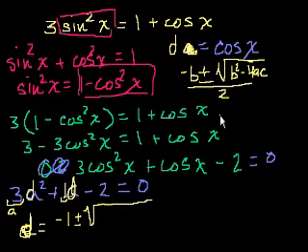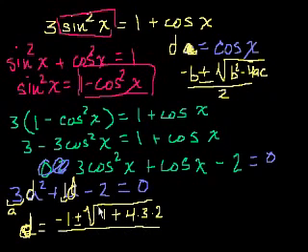Minus b squared, well that's 1 squared, minus 4ac. So minus 4 times a times 3 times c. Well, c is minus 2, right? So that minus cancels there, and we have a 2 there. All of that over 2 times a. A is 3, so we have it over 6.